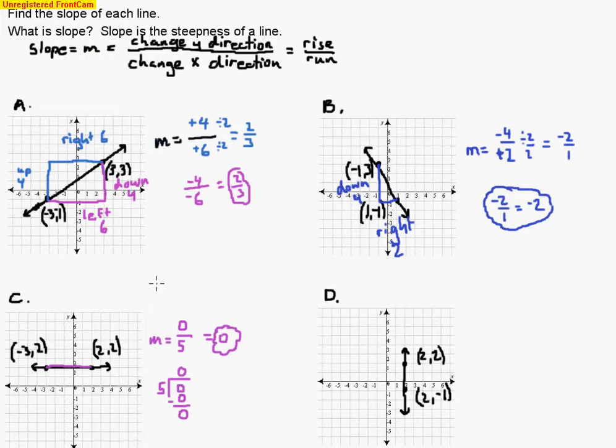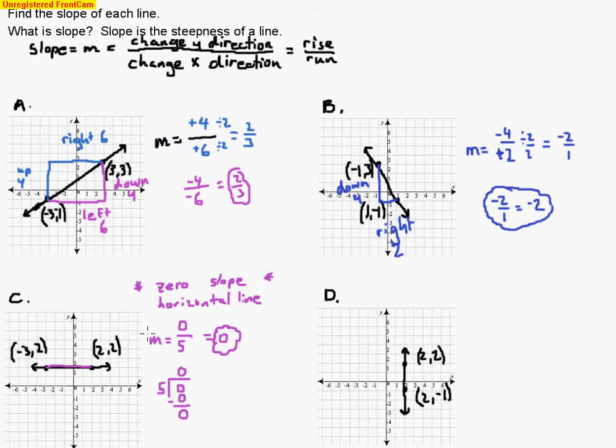So we'll write that down. 0 slope when we have a horizontal line. So that's a big concept there that we should remember. 0 slope means that horizontal line.